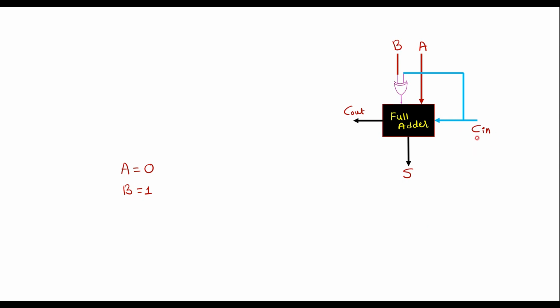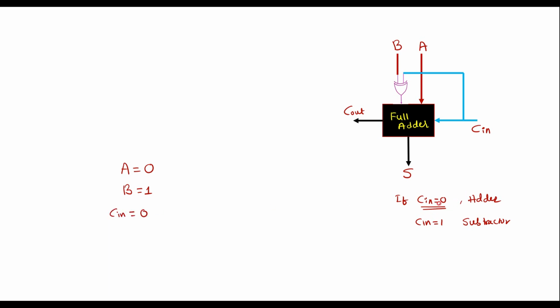In this circuit, the C in pin acts as a control pin. That is, if C in is equal to 0, then this circuit acts as an adder. Similarly, if C in is equal to 1, then this circuit acts as a subtractor. Let me explain that. Let me consider A equal to 0 and B equal to 1, and let me take C in equal to 0 in the first case.